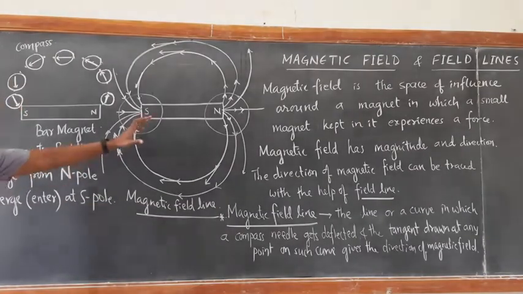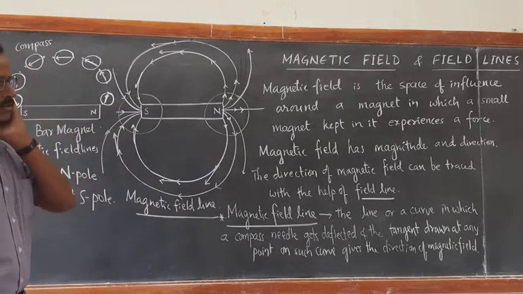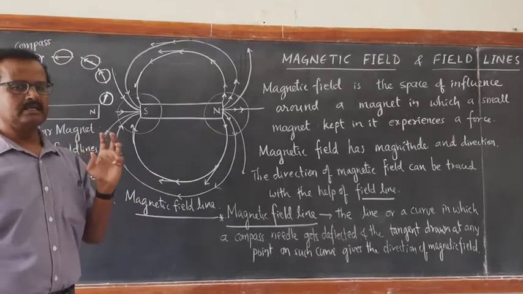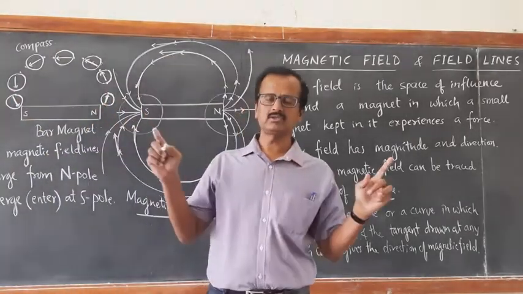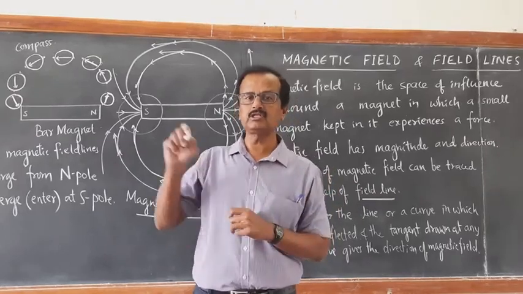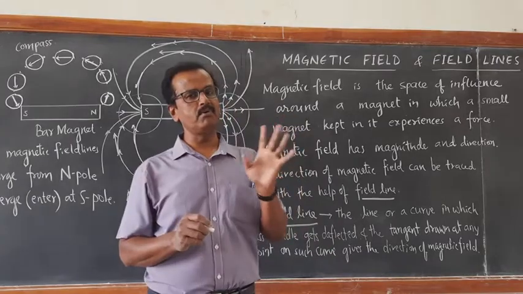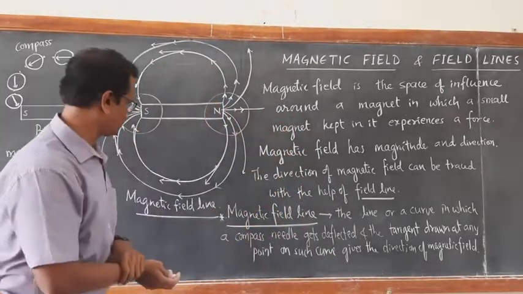So always a magnet has a polarity, north and south. I told you what is the north pole. When you suspend a bar magnet or any magnet freely, it always aligns along the north-south direction. So the north pointing pole is called the north pole, and the south pointing pole is called the south pole. So that is the polarity of a magnet.